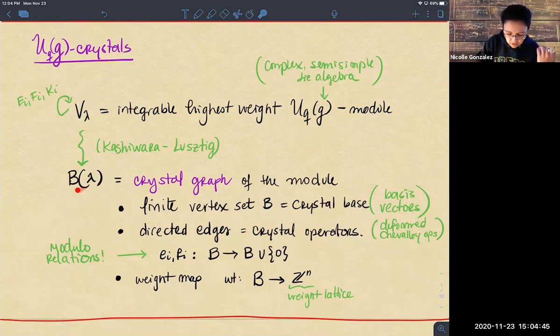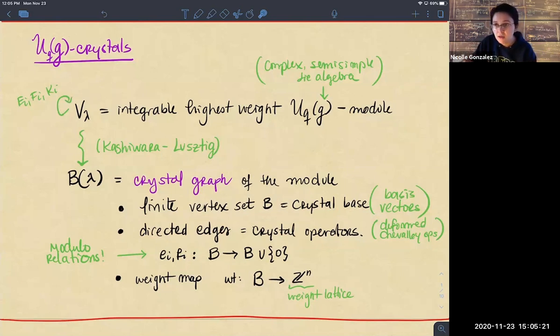As a result, the only operators that show up here are deformations of the E's and the F's. So what is a crystal? If you didn't understand or don't care about the module structure, this is really just a crystal graph. It's just a directed graph, where the vertices are some finite set, which we're going to call B. It's known as the crystal base; they're essentially the basis vectors of your module. And you have some directed edges, which are known as crystal operators.